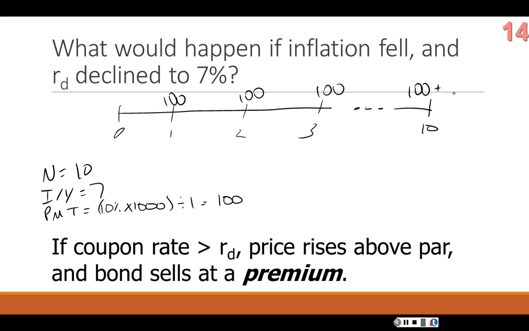And upon maturity, we receive our face value of $1,000. We already know that because the required return is less than the coupon rate, the price of the bond, or the cost of the bond, is going to be greater than par, meaning that it sells at a premium.